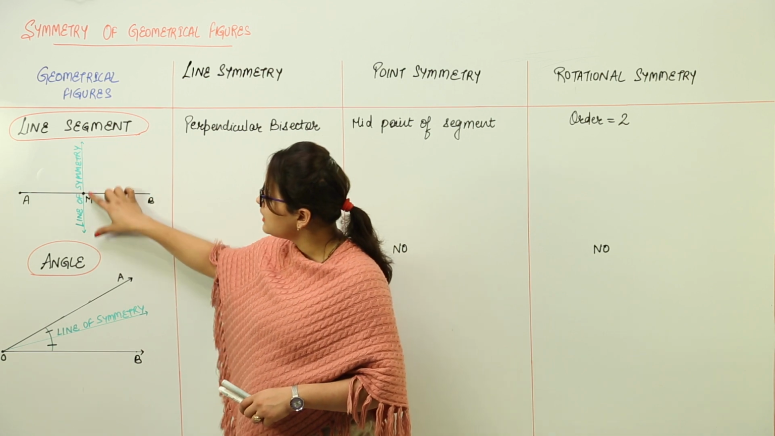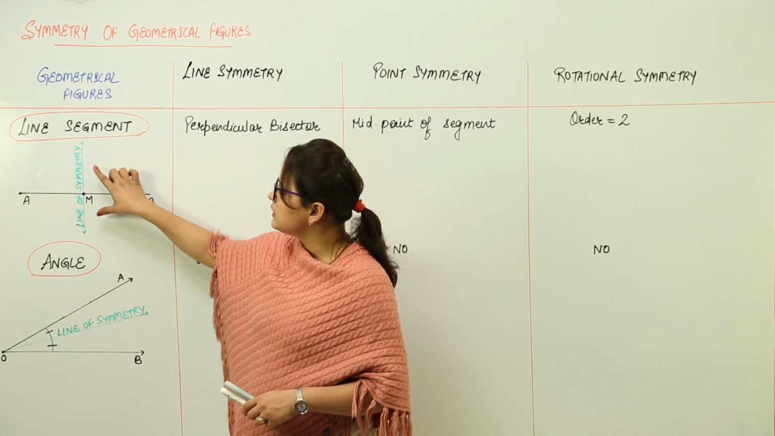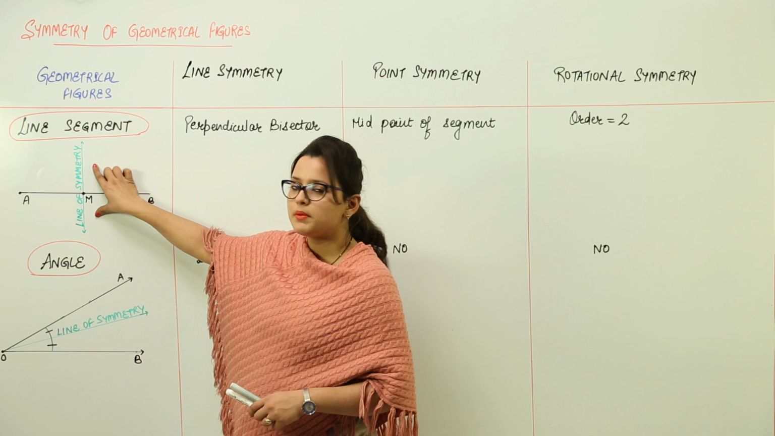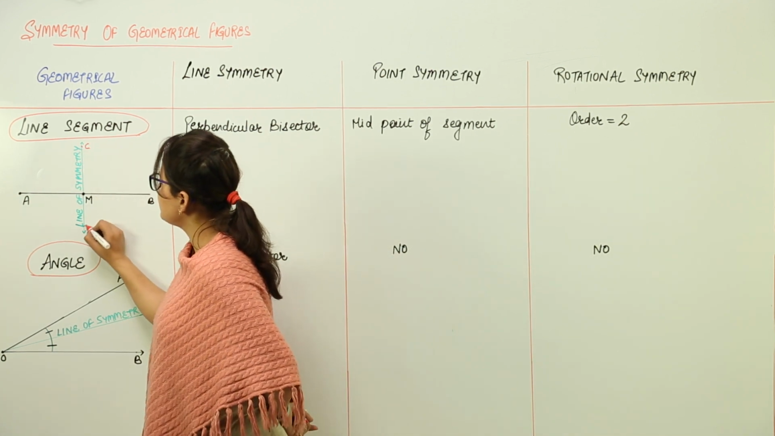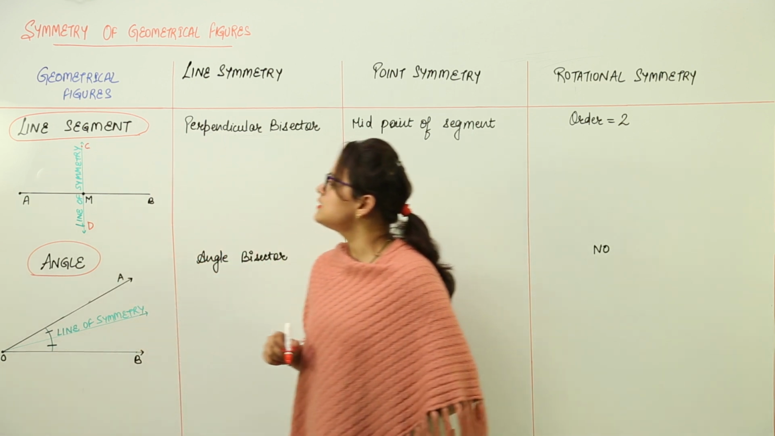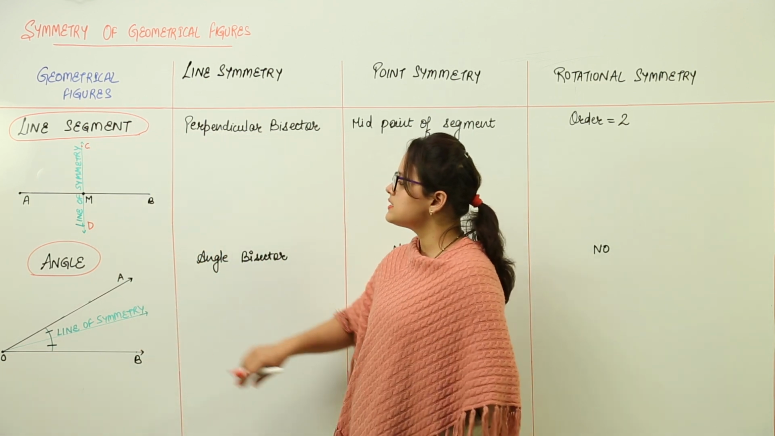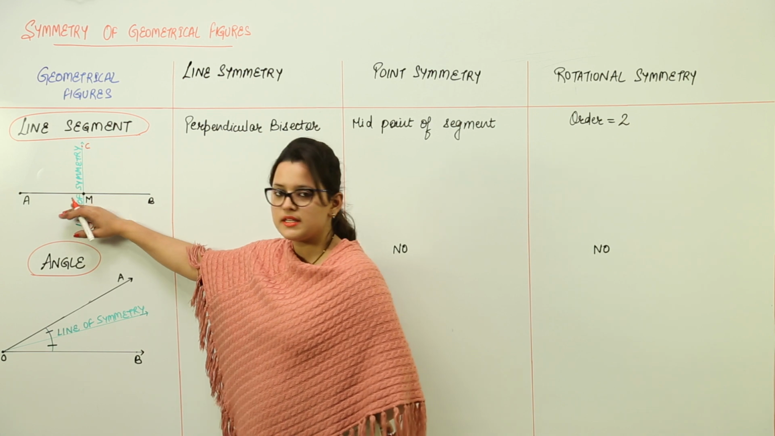That is the green line that I have shown you over here. This green line is representing the perpendicular bisector. Let us name it CD. So, CD is the perpendicular bisector, or you can say line symmetry for this line segment.